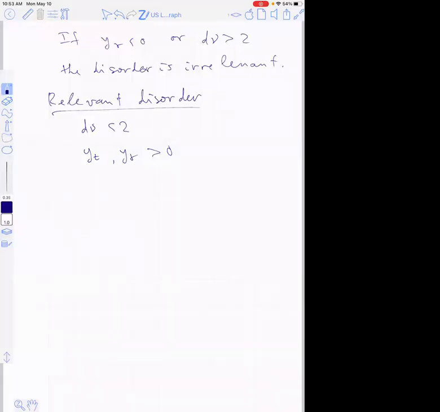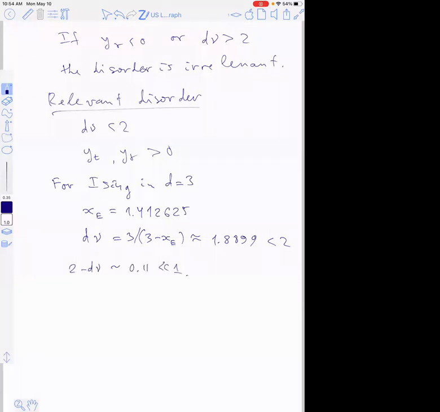For example, for the Ising model in 3D, this is where I can quote the results of the conformal bootstrap. The energy variable has the dimension, what is it? 1.412625. I don't know, maybe there are more digits by now. And d times nu turns out to be 3 over 3 minus Delta_epsilon. This is about 1.8899, certainly less than 2. So that's an example of the point where the Harris criterion is violated, but only rather weakly. The 2 minus d nu is 0.11, so it's smaller than 1.